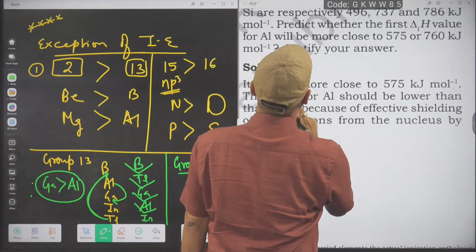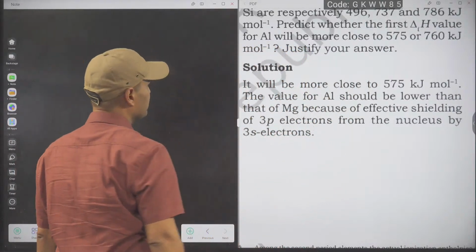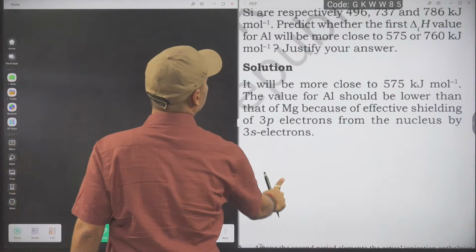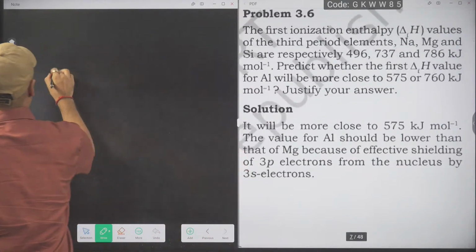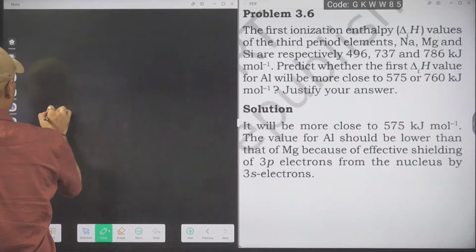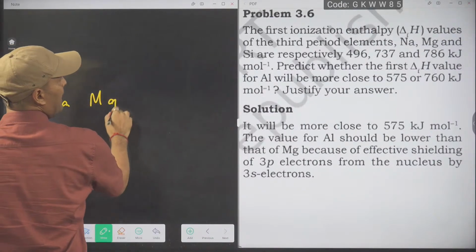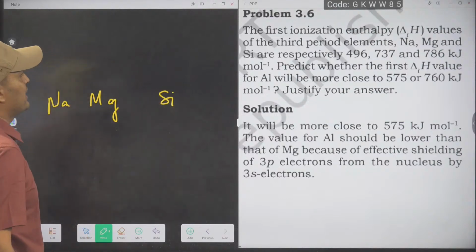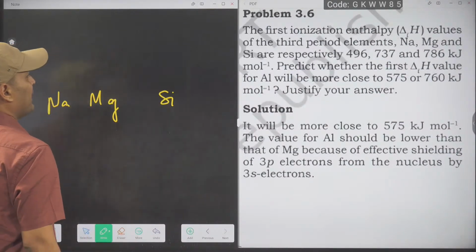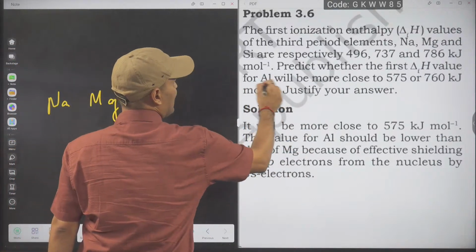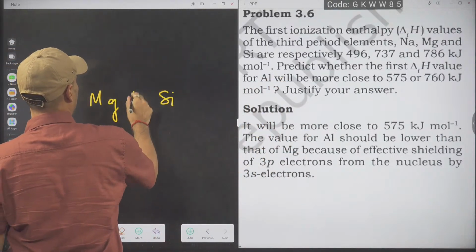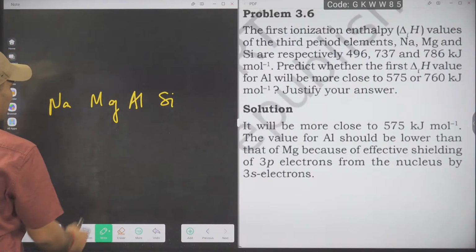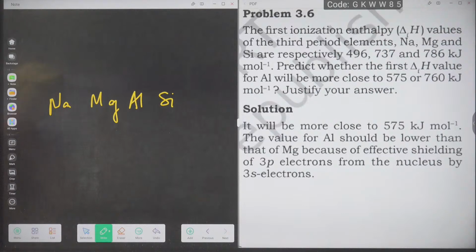So what are they saying in this question? Tell me, what did they say? We are having 3-4 elements: sodium, magnesium and silicon. These 3 things they have given. And predict whether first ionization energy of aluminium. Where is aluminium? Okay. This is the normal order: sodium, magnesium, aluminium, silicon. Now tell me, can you tell me what should be the correct order?